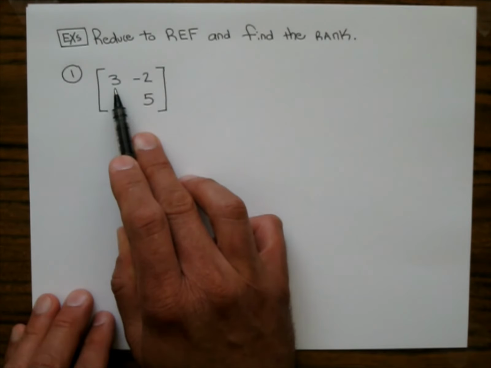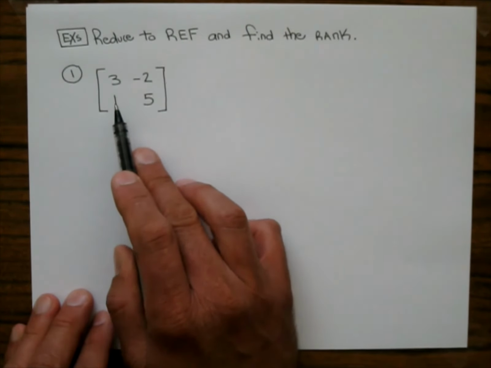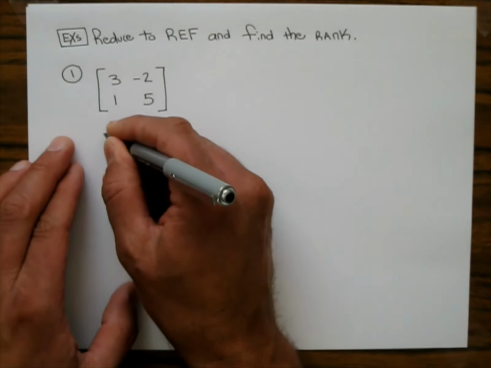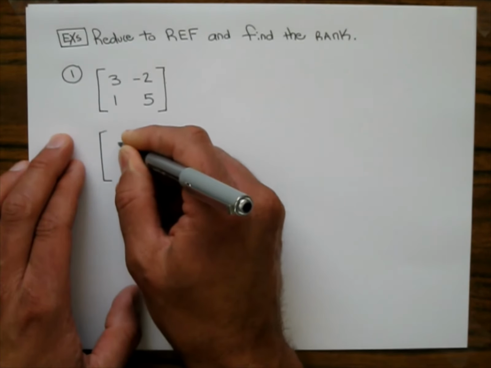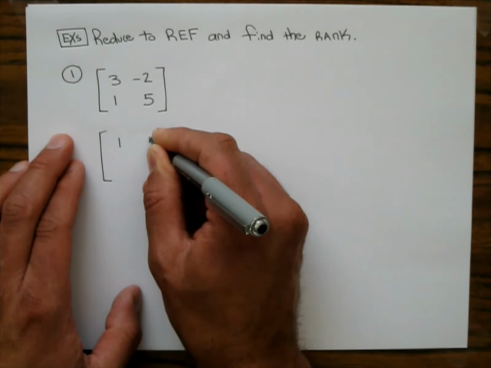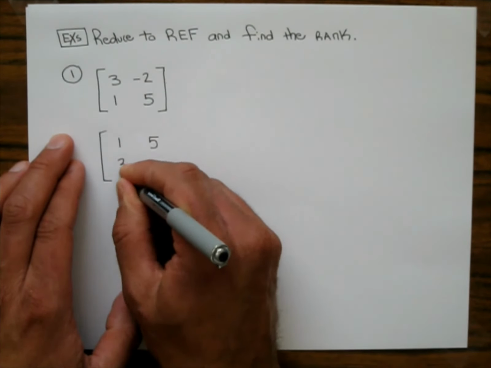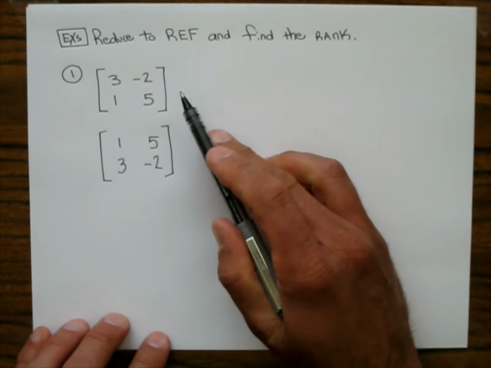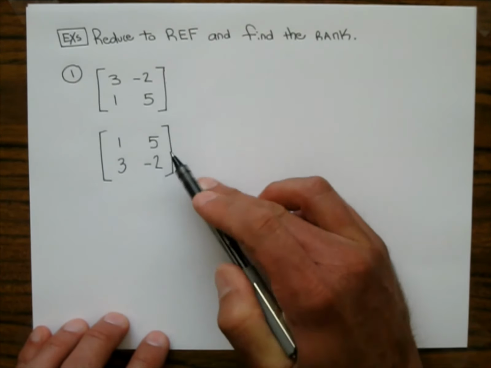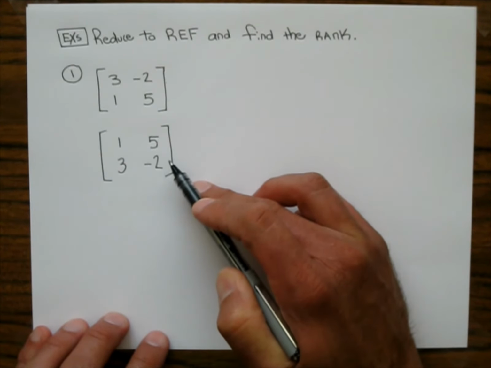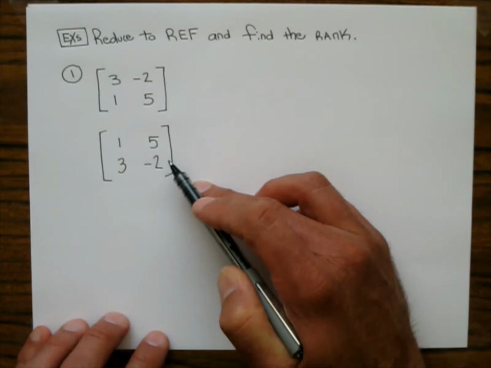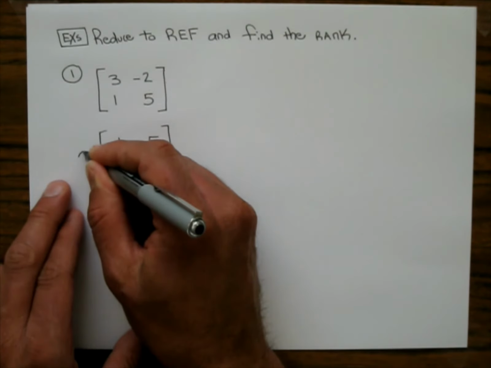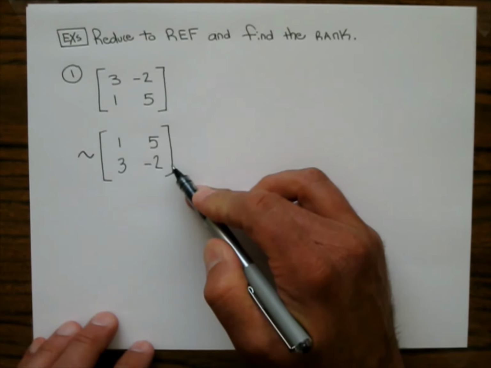So I'm going to interchange row 1 and row 2. That's one of my row operations, interchange rows. When I do that, I'm going to have a 1, 5, and then on the bottom a 3, -2. These two matrices are not equal, but they are row equivalent. So instead of an equal sign, which I cannot use, I'm going to put this little sign right here, which means these matrices are row equivalent.